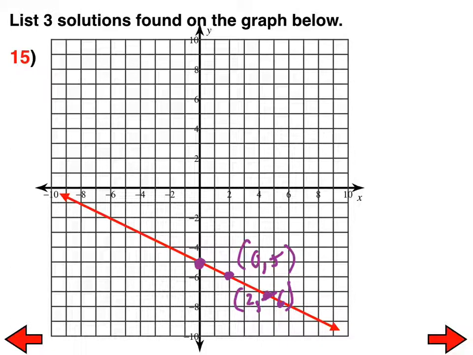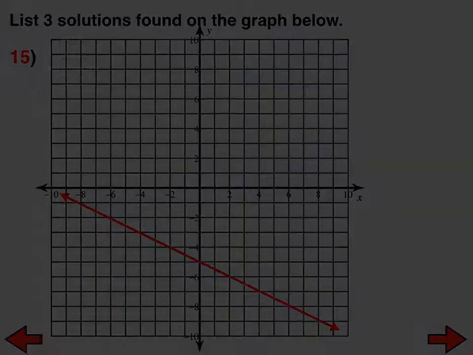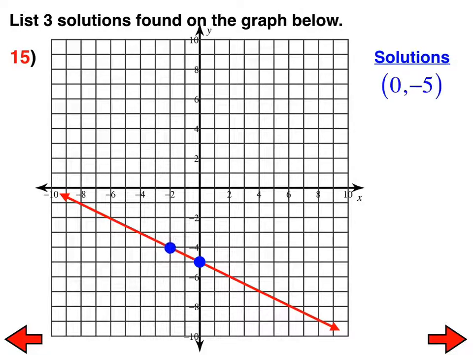When you said 0, 5, did you say 0, 5 or 0, -5? Okay, I forgot to write down the negative. Raphael? 4, -7. All right, and I think you guys get the idea. This one has a whole bunch of them that are actually visible. I only asked for 3.